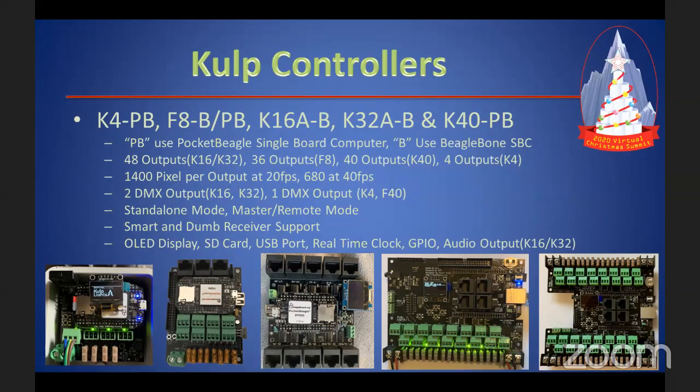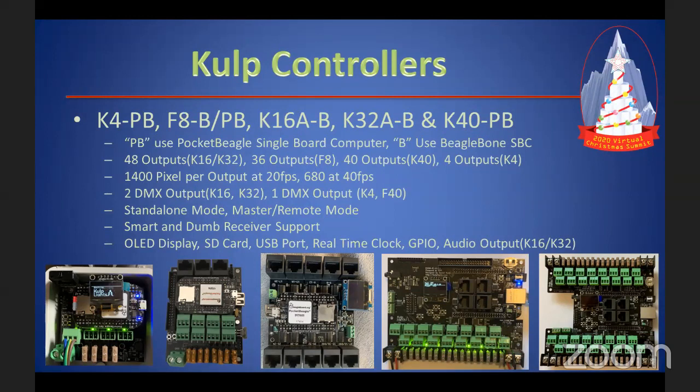He kind of has a whole line here. He has a 4-port, an 8-port. Now he has a newer 16-port output called the K16, and then he also has a K32, which has 32 local outputs, but then it has another 16 additional remote. You can run 4 remote cards for another 16 outputs. It supports a full like 1400 pixels per output at 20 frames a second, or about 600 at 40 frames per second. Most of his have a minimum of 2 DMX outputs on the larger ones, and only 1 on his little F4 and the F40.